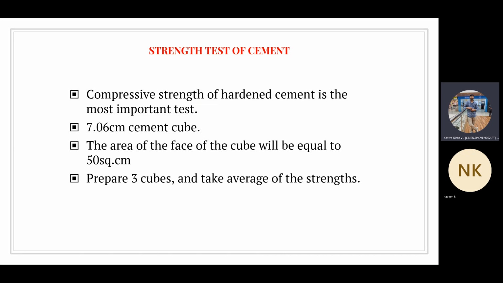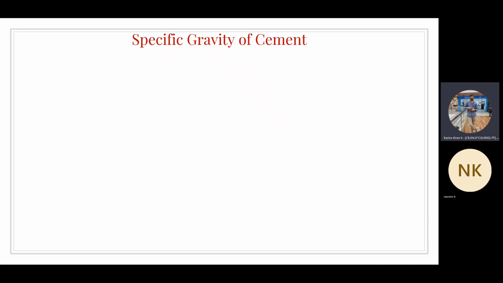Once you test for the compressive strength, you should be able to find out the strength required. Suppose you are testing OPC 53 grade cement, then you should get a minimum of 53 megapascals. If you are using OPC 43 grade cement, then the minimum strength should be 43 megapascals. So that's how you define the strength test of cement.